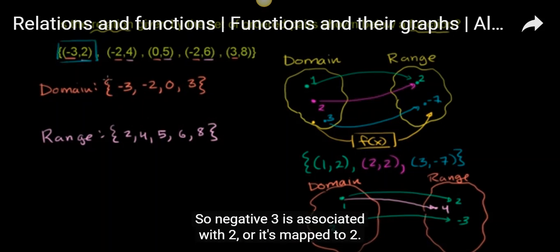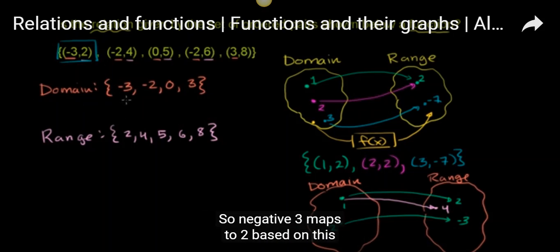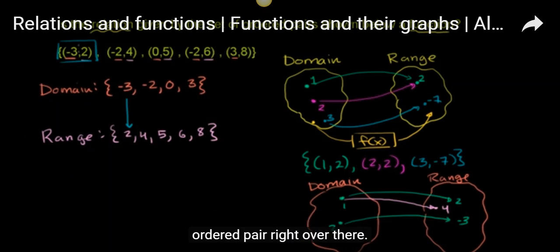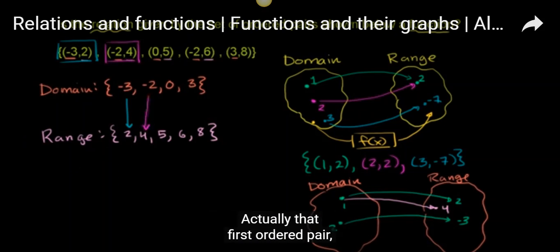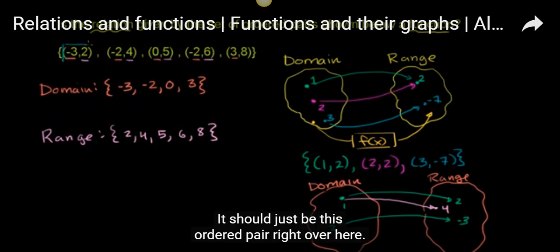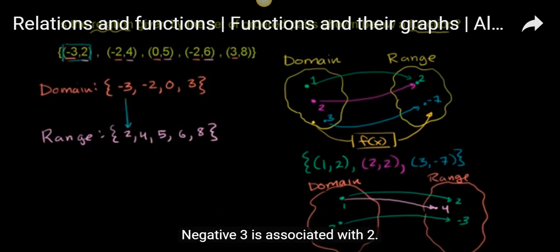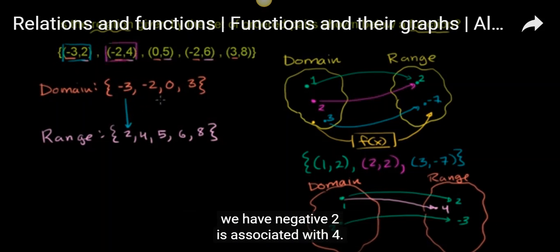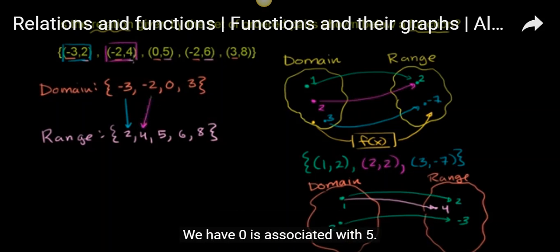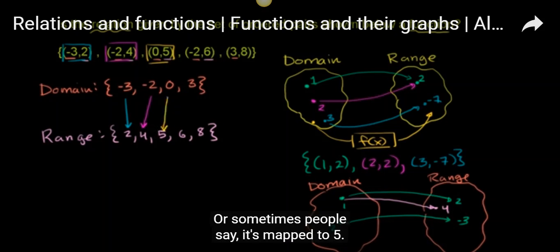So negative 3 is associated with 2, or it's mapped to 2. So negative 3 maps to 2 based on this ordered pair right over there. Actually, I don't want to get you confused. It should just be this ordered pair right over here. Negative 3 is associated with 2. Then we have negative 2. Let me do that in a different color. We have negative 2 is associated with 4. We have 0 is associated with 5, or sometimes people say it's mapped to 5. We have negative 2 is mapped to 6.